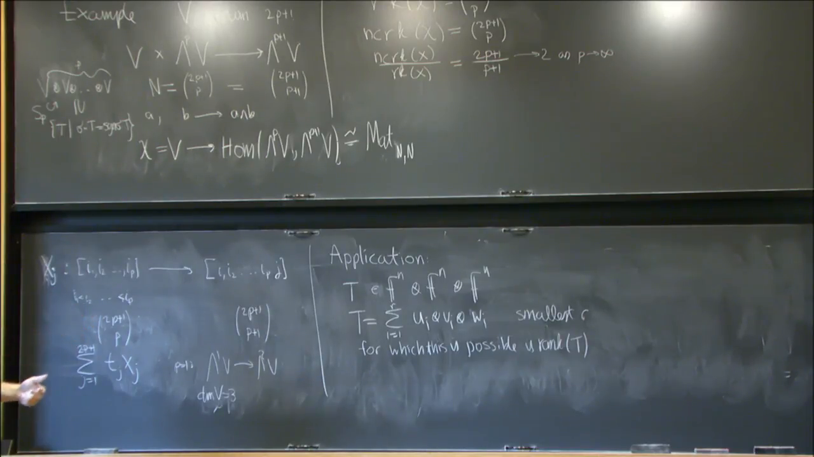So there's Kruskal's condition. The best you can get with that is 1.5 times n. And this also gives lower bounds for the so-called border rank, but I don't want to really go into that. That's even harder.